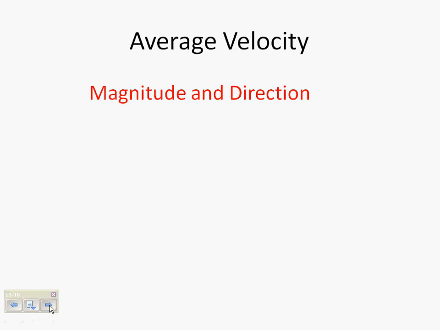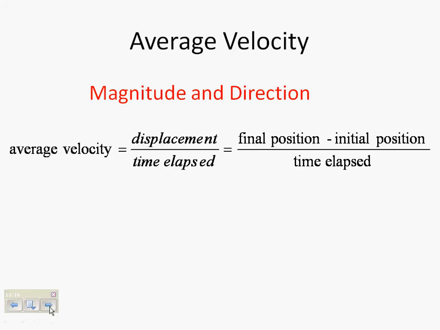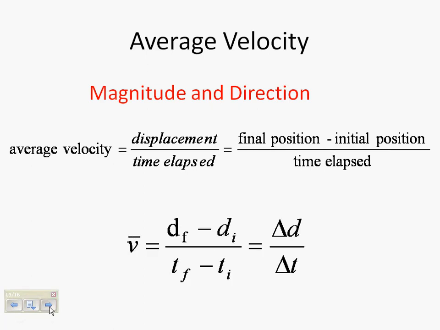Magnitude, again, is how big it is. So our average velocity is equal to the change in displacement over the time elapsed, which is the final position minus the initial position over the time elapsed. Our equation looks something like this. This little bar over the v means the average. Notice the v is in italics, it's lowercase. dF stands for final displacement minus initial displacement over elapsed time. We usually just say change in position over change in time.